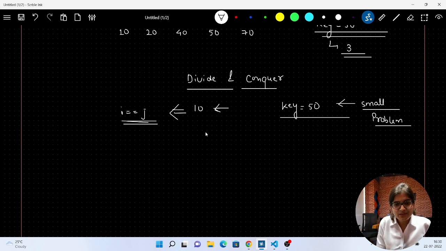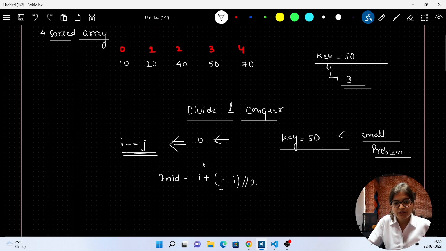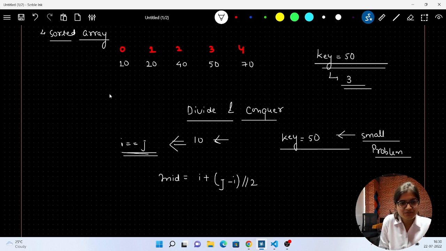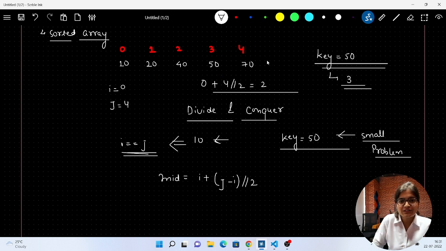Otherwise, we can divide our array into two halves by taking the mid value, which is equal to i plus (j minus i) divided by 2. In this way, we will be able to generate the middle value. Here, I am considering i as the starting index, which is 0, and j as the ending index, which is 4. So it is 0 plus (4 minus 0) which is 4, divided by 2, which is equal to 2.